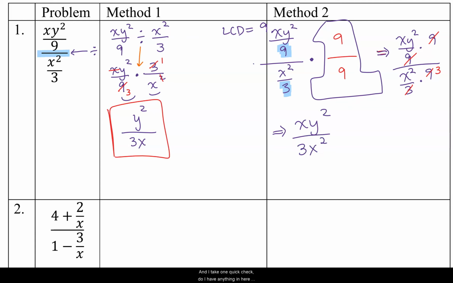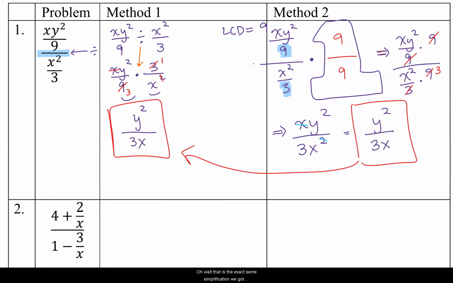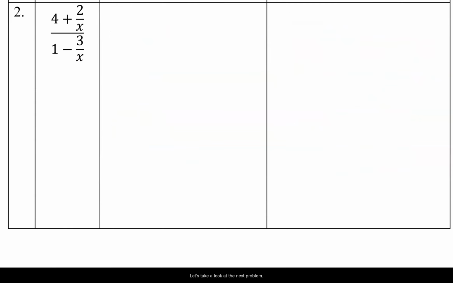And I take one quick check. Do I have anything in here that will cancel? And I do. I can cancel an x top and bottom. And we're left with y squared over 3x. Oh wait, that is the exact same simplification we got before. It should be the case. We should get the exact same answer both times. Let's take a look at the next problem.